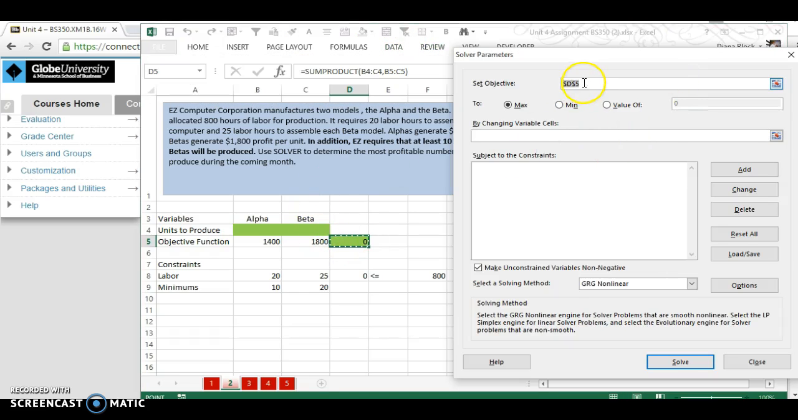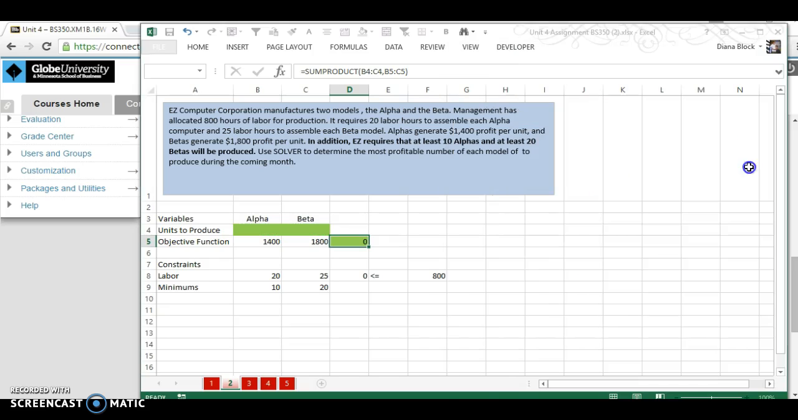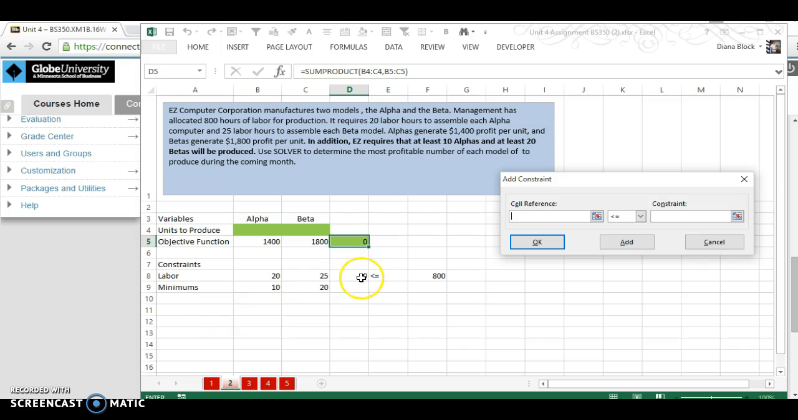And what am I trying to do? I'm trying to set objective is here, this profit, and I'm trying to maximize the profit by changing these cells, by changing the number of units. Now let's add our constraints. My first constraint is that this labor number has to be less than or equal to 800. So I'm going to add that constraint.